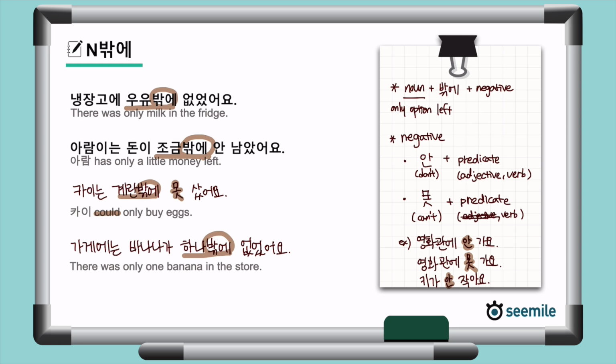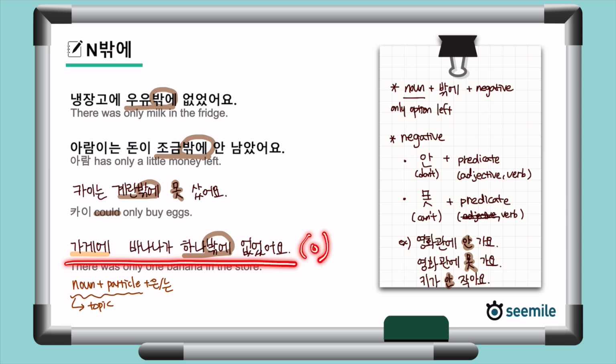As mentioned in the previous class, you can attach the topic marking particle 은는 to a phrase like 가게에, a noun plus a particle, to make that phrase a topic of the sentence. It's also okay not to attach 은는 after it, so 가게에 바나나가 하나밖에 없었어요 is correct as well. Alright, now repeat after me. 냉장고에 우유밖에 없었어요. 아람이는 돈이 조금밖에 안 남았어요. 카이는 계란밖에 못 샀어요. 가게에는 바나나가 하나밖에 없었어요.